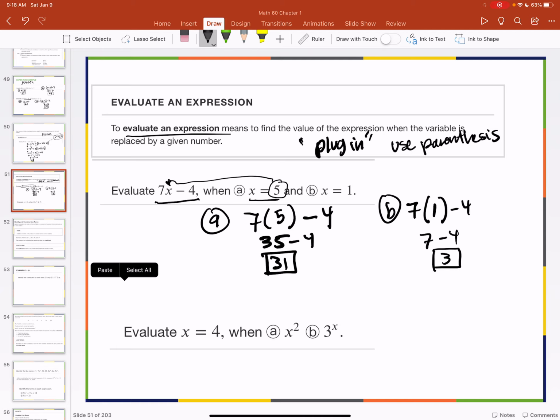We have evaluate x equals 4 when x squared and b is equal to 3 to the power x. So first we're going to plug in, we have x squared. If x is equal to 4, that means 4 squared, which is 16. And then you have 3 to the power x, which is just x is equal to 4. You have 3 to the power 4. That's just going to be 3 times 3 times 3 times 3. We did that earlier, so that's 81.